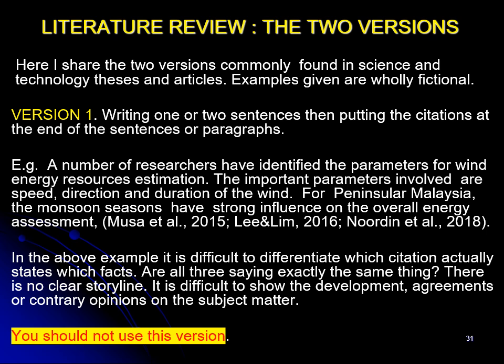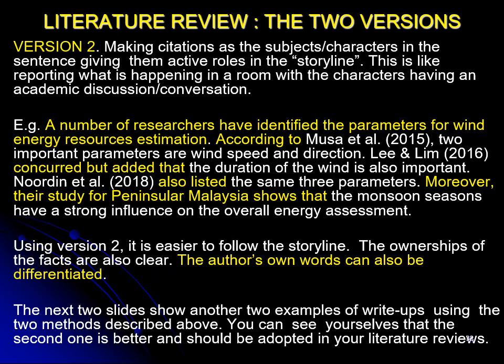Now, if you see in the second version, we write exactly the same information, but we write by making a story of it. We make the citations the subject or the characters in the sentence, giving them active roles in the storyline. This is like reporting what's happening in a room with characters having an academic discussion or conversation. So we see that there are 3 people in the room, for example.